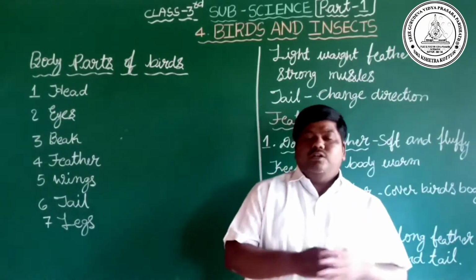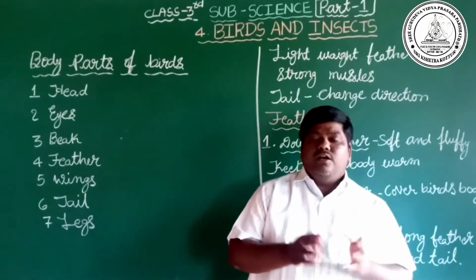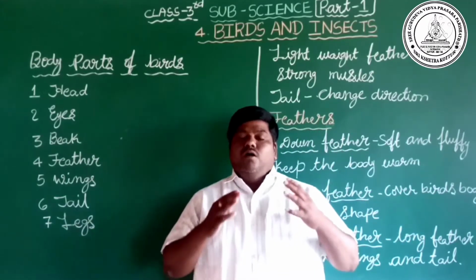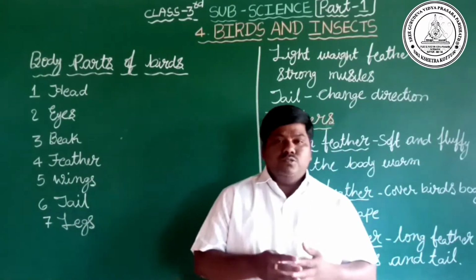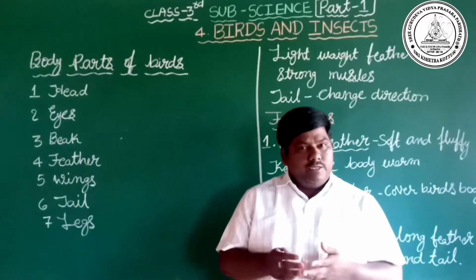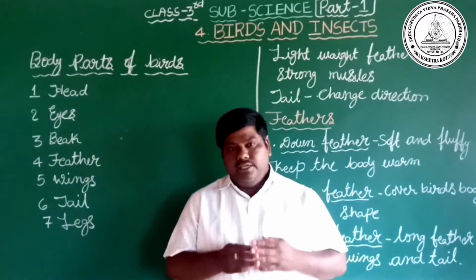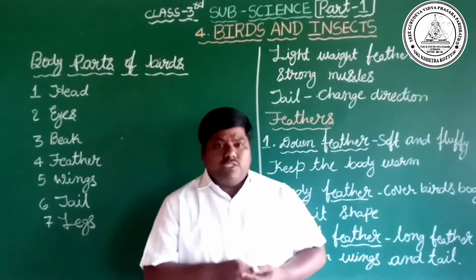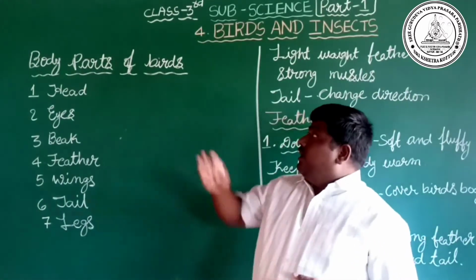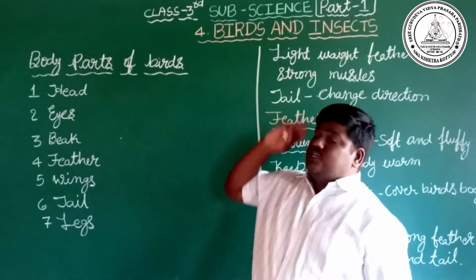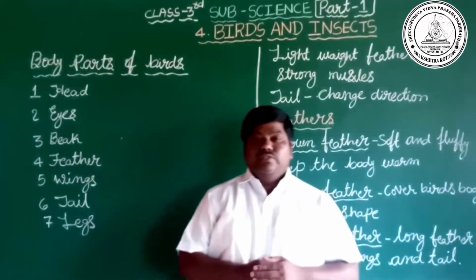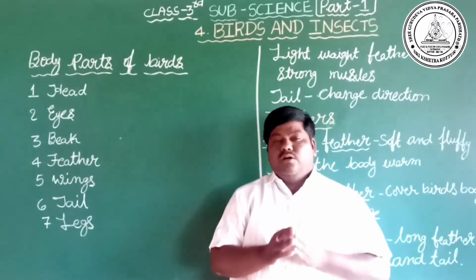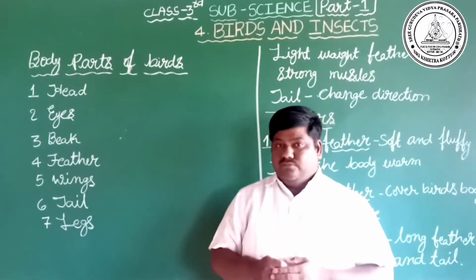See, in our surroundings, we are seeing different types of living things. Example: ox, cow, dog, donkey, tiger, deer, etc. In our nature, birds and insects are also living things. These are also part of our animal life.